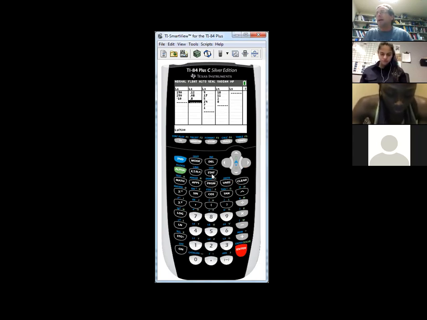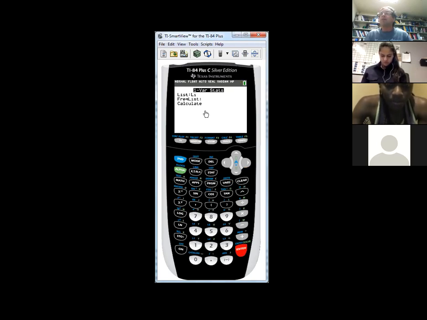Then I'm going to hit stat again. I'm going to hit calc, and one var stats is what I want. On the older calculators, it's going to show one var stats, then you hit second 1, comma, second 2, enter. For the new ones, my list is going to be L1. My freq list is going to be second 2, which is L2. Then I'm going to hit calculate. So there's a couple different types of these.